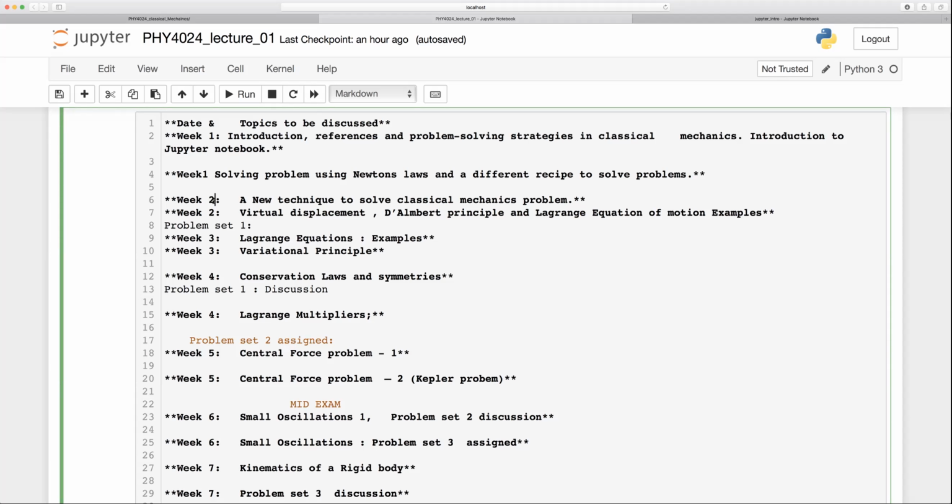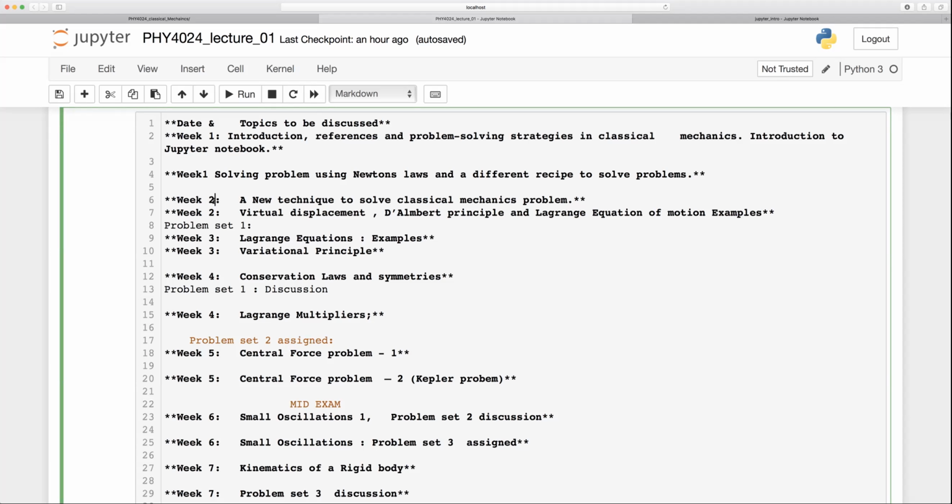And I will first show you one problem that you already solved using Newton's law, and show you how to write a Lagrangian and solve the same problem, so that you will get an idea why we are actually learning about Lagrange equations.